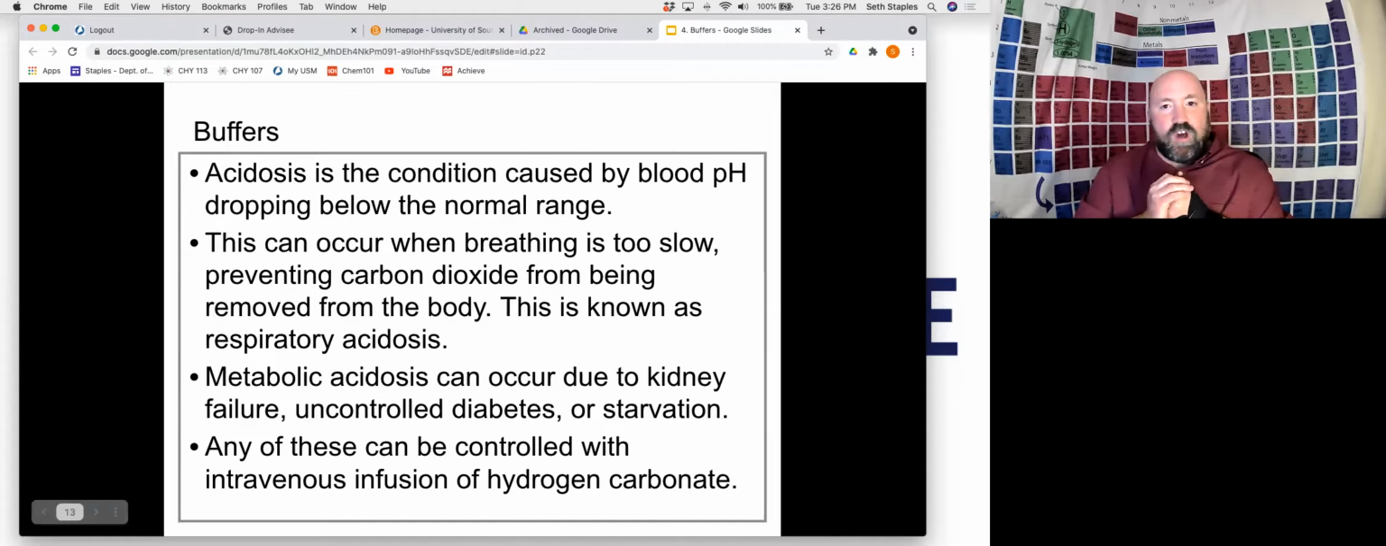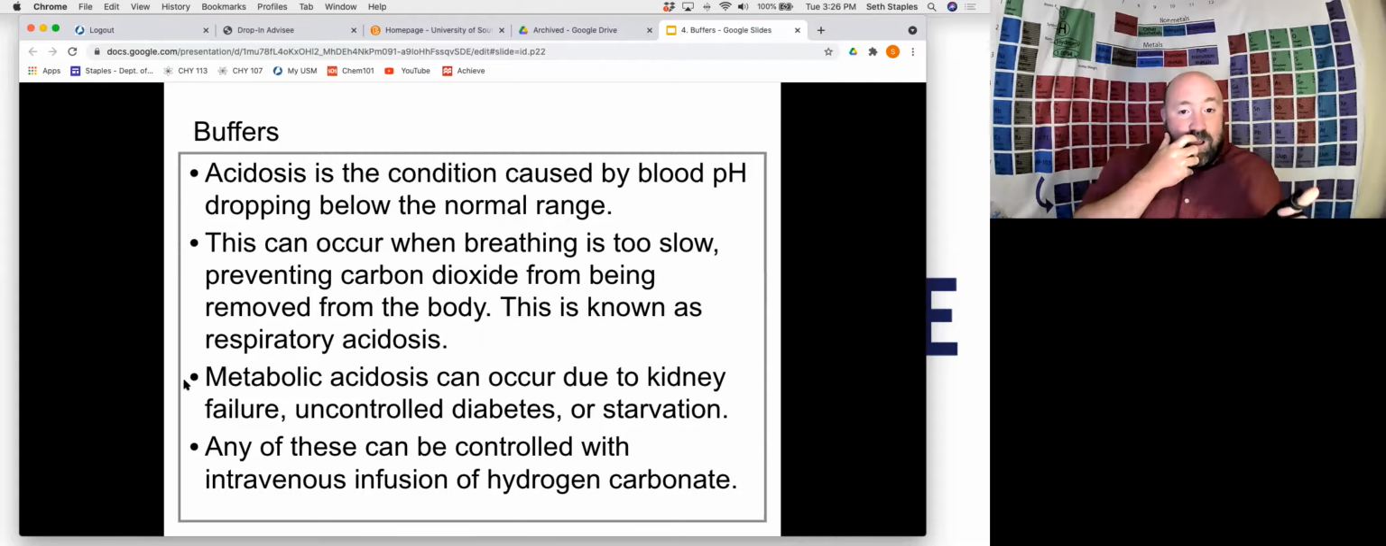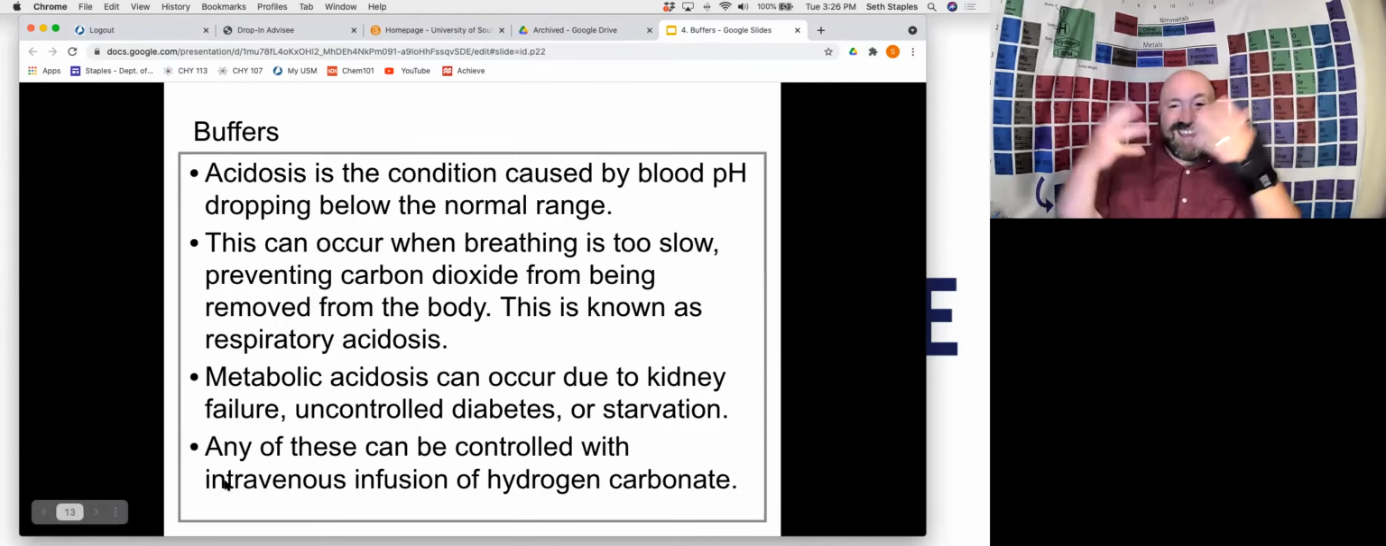Acidosis is the condition caused by blood pH dropping below the normal range, and it can be very dangerous. If breathing is too slow, this could prevent carbon dioxide from being removed from the body, and that would lead to what we call respiratory acidosis. Metabolic acidosis can occur if the kidneys are failing to do their part in our buffering system. Uncontrolled diabetes or even starvation can also cause acidic buildup. We could control this by giving an IV solution of hydrogen carbonate, adding more of the hydrogen carbonate aspect of our buffering system.